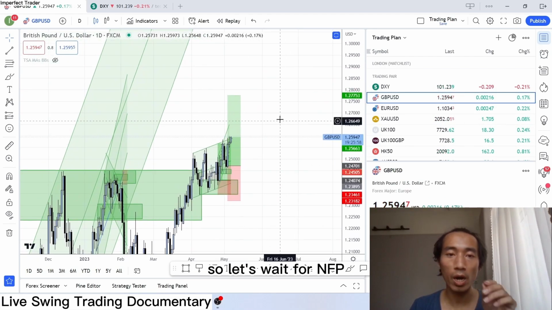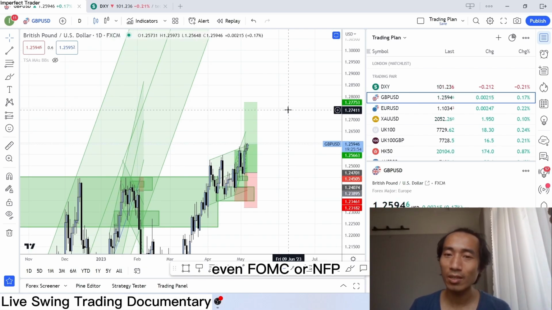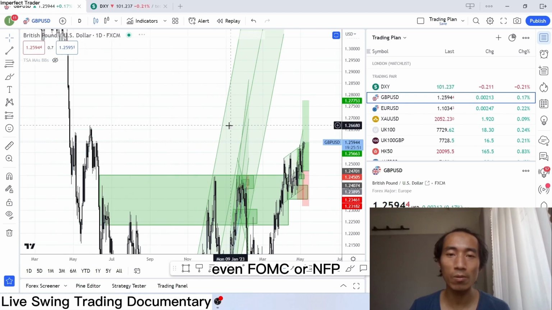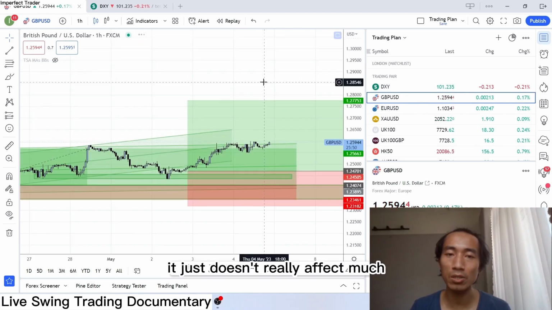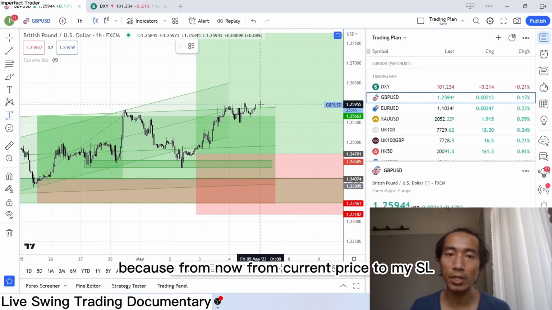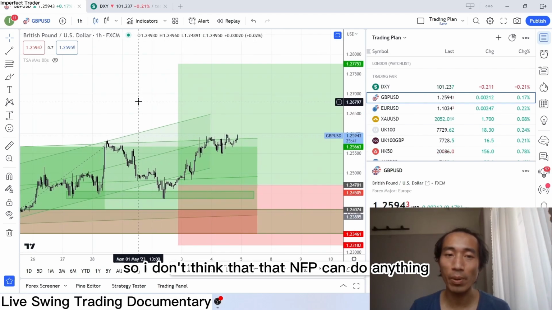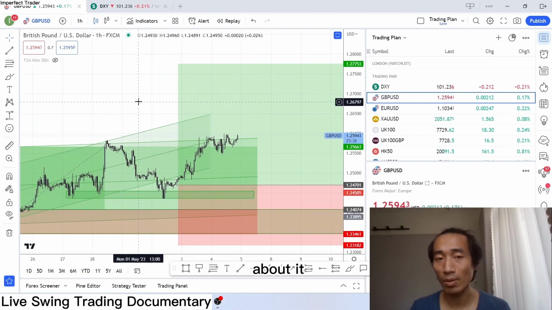So let's wait for non-farm payroll, and you can see when we do swing trade, even FOMC or non-farm payroll, it just doesn't really affect much, because from the current price to my stop loss, it is almost 300 pips. So I don't think that non-farm payroll can do anything about it.